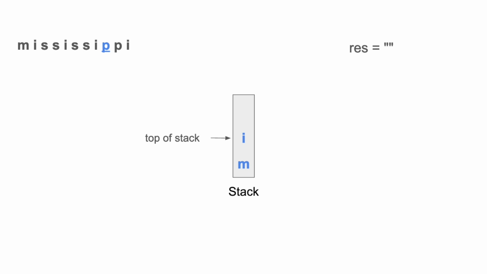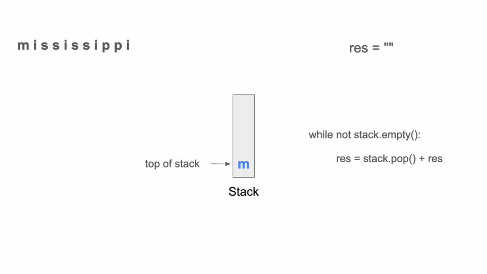Similarly we see P, and P and I are unequal, so we are going to push P. And we see the next P. This time P is equal to the top of the stack's P, so we are going to pop it from the stack. We see I again, and I is equal to the top of the stack, so we are going to pop it. Now since there is no other character left in the string to be parsed, we are going to form the resultant string. Let's see how it works.